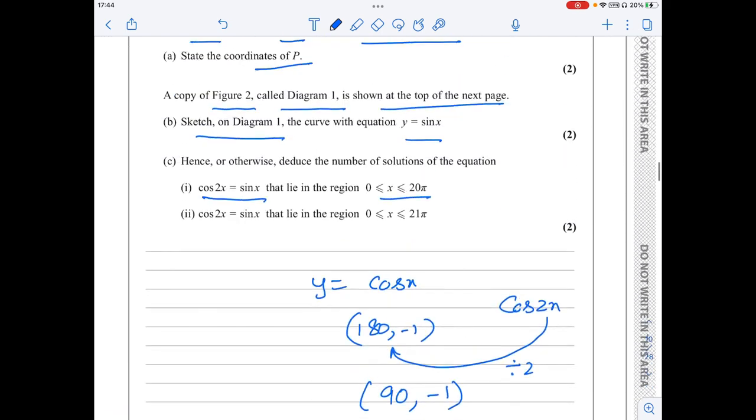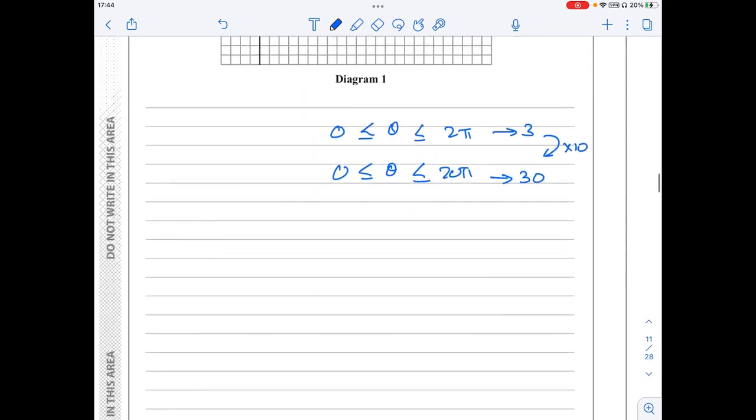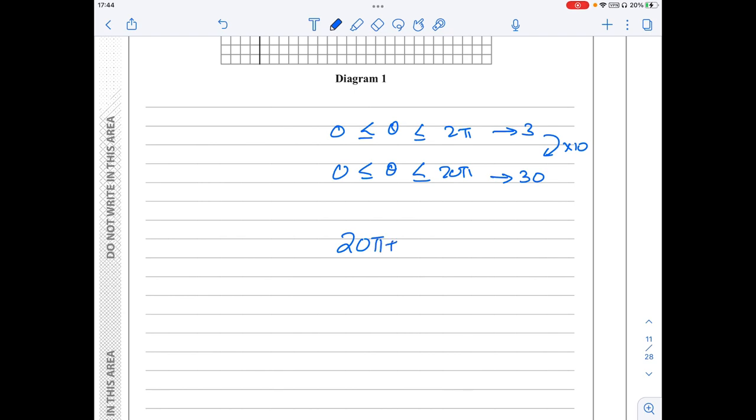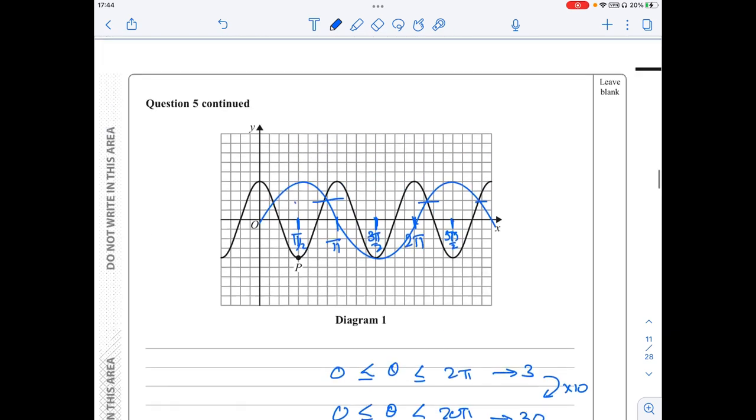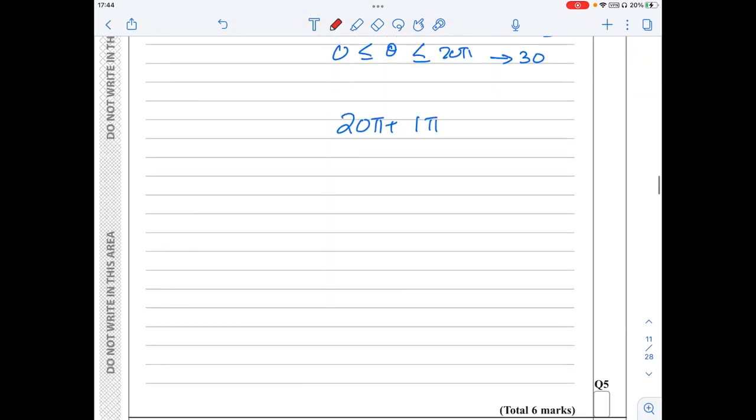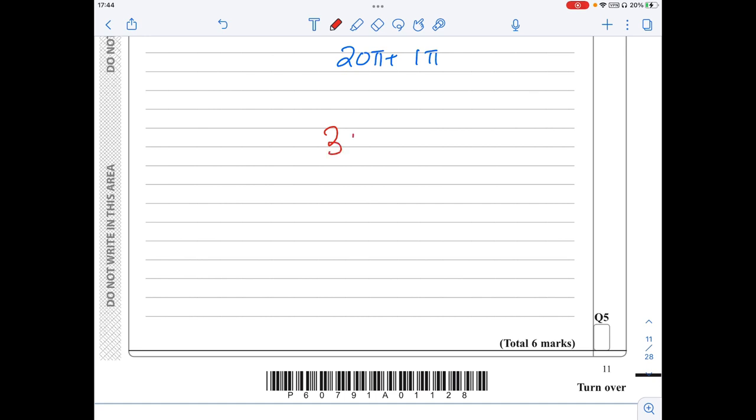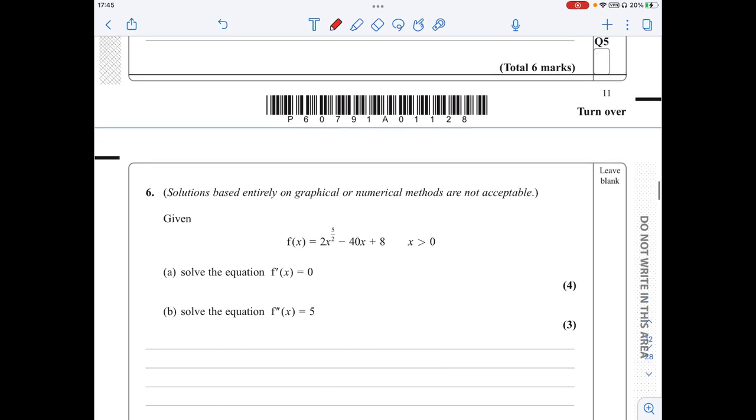Next, what else is it asking? 21 pi. So you are just adding one more pi: 20 pi plus one more pi. So when you are adding one more pi, you can see that between the extra pi there are two additional solutions. So it is going to be 30 plus 2, 32 solutions. That's going to be the answer.